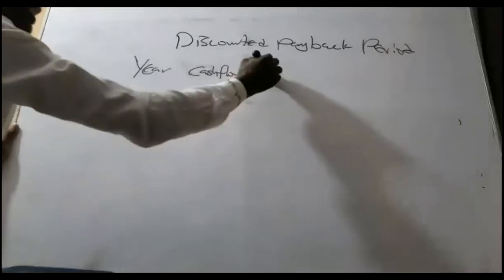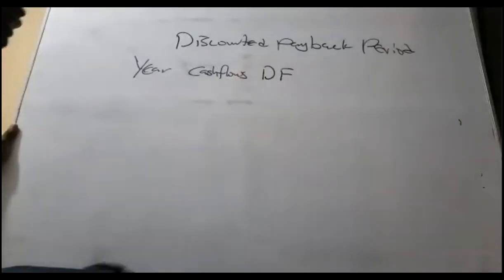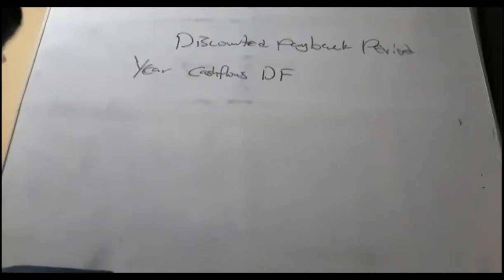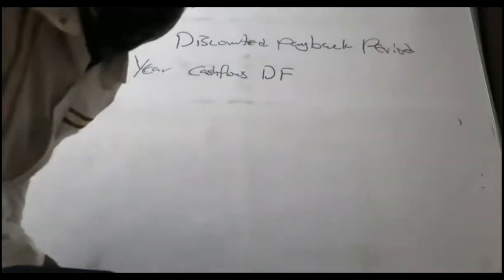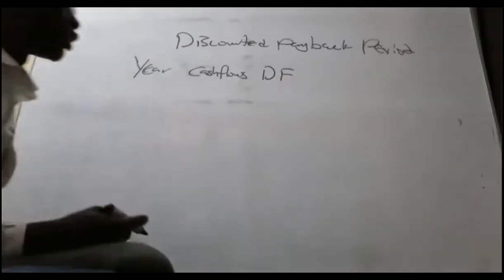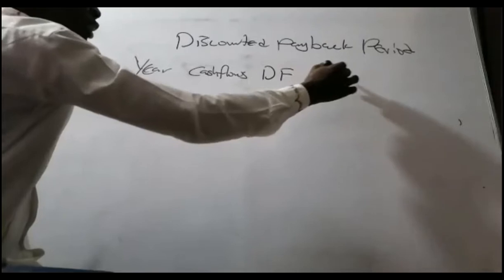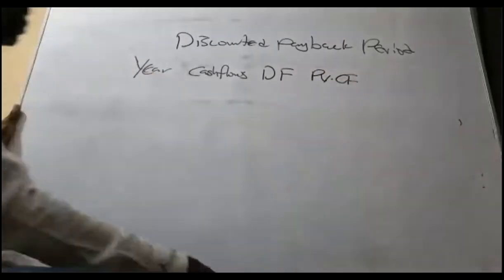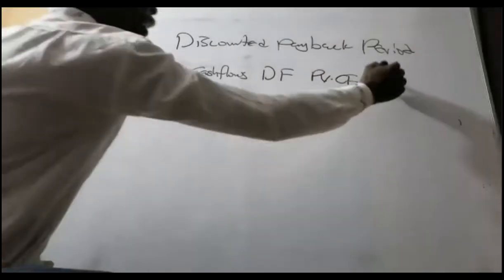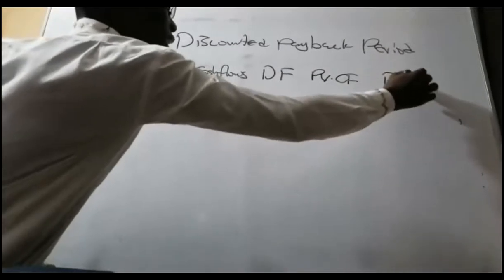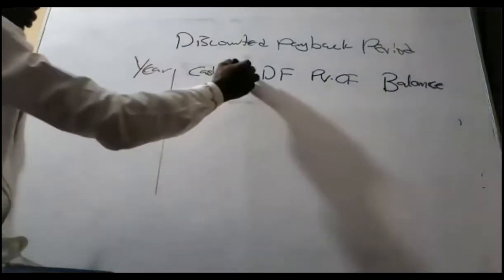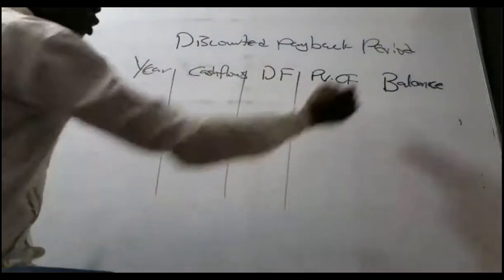Then I'll have discount factor. Yes, discount factor. That's the changes in the monetary value. Good. Then you have the present value of cash flow. So PV of what? Cash flow. Then finally, the balance. Then we are done. So now let's see.